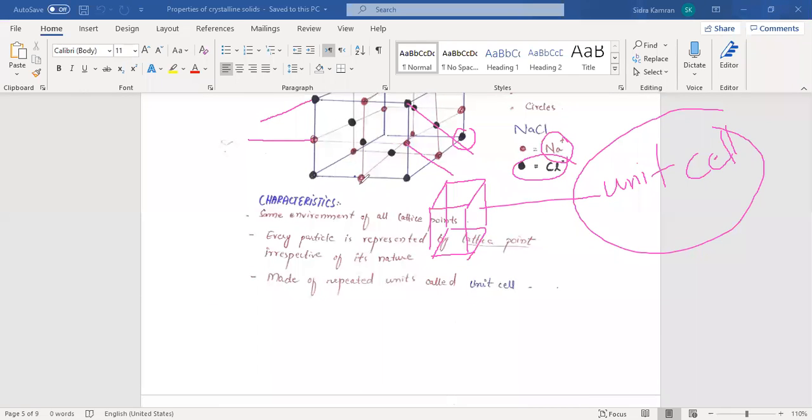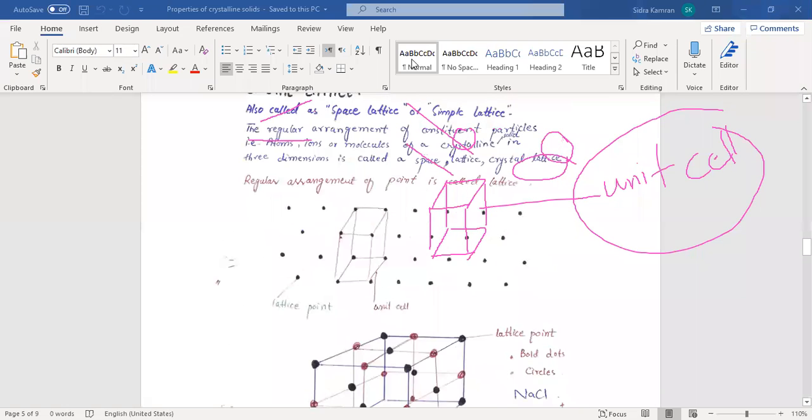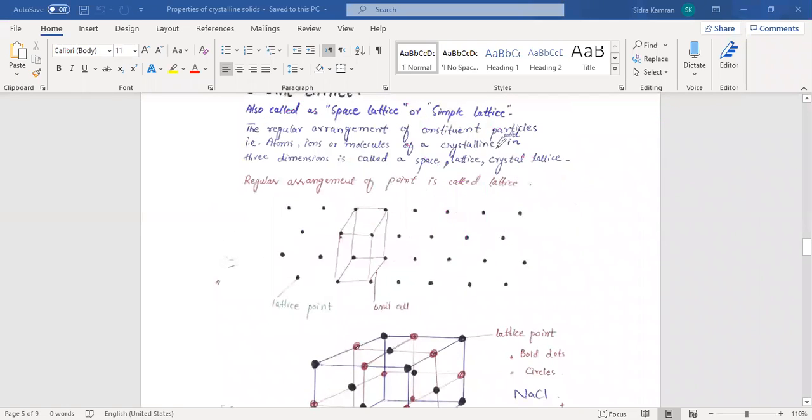A crystal lattice is basically made of repeated units called unit cells. As I told you in the above figure, this crystal lattice has many lattice points, and if you join these lattice points, you will get the unit cell. All the unit cells repeat again and again, giving you a complete lattice structure, a complete crystal lattice. And these unit cells are arranged in all directions as a three-dimensional structure.